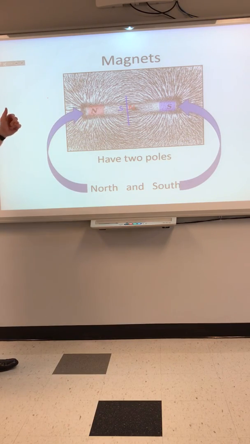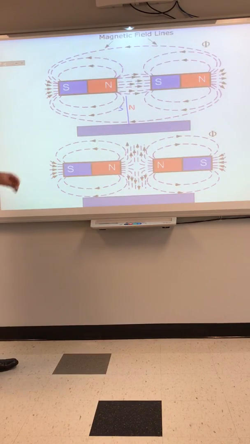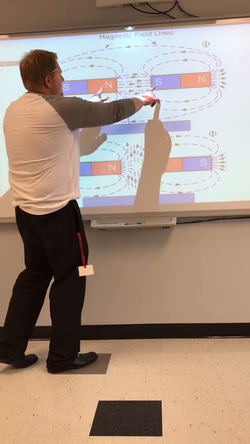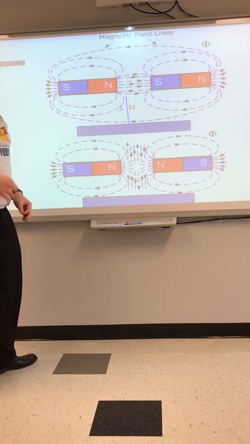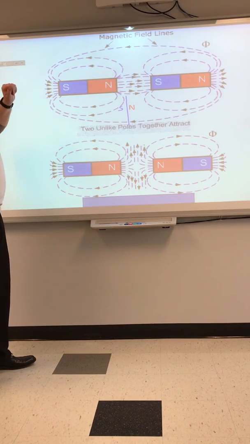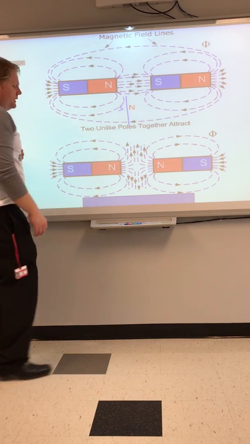You can see the two poles, we point them out there. Now, this shows where if we have two opposite charges, they will attract. The two unlike poles attract together.